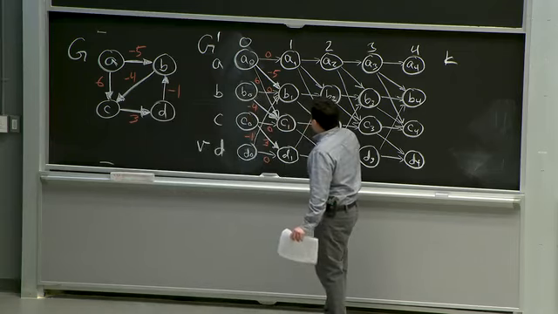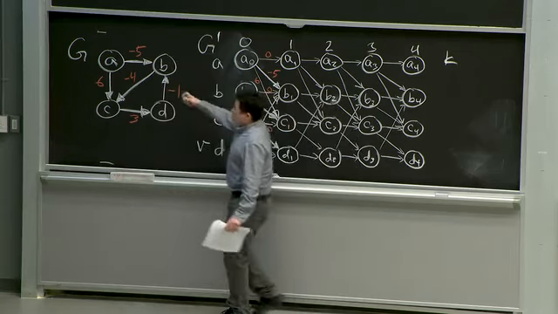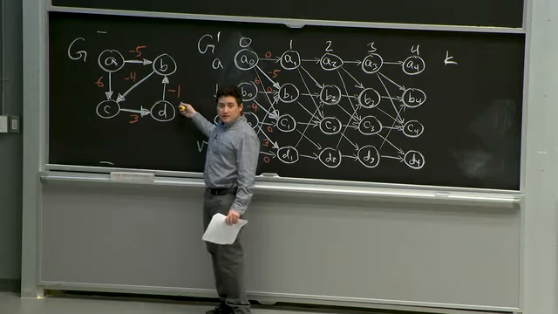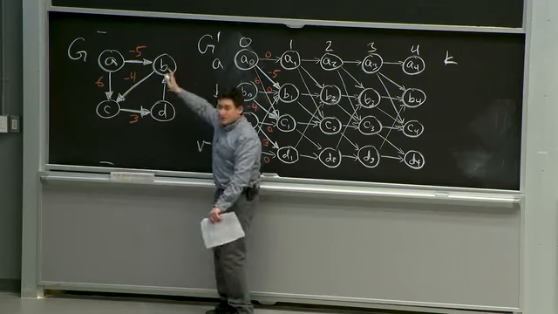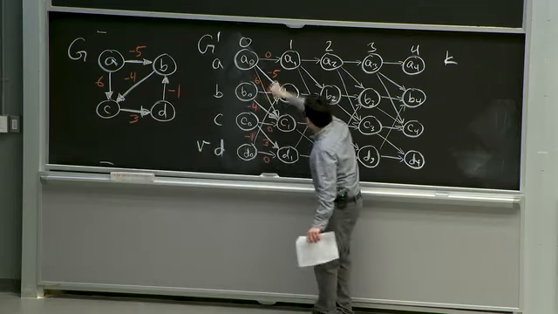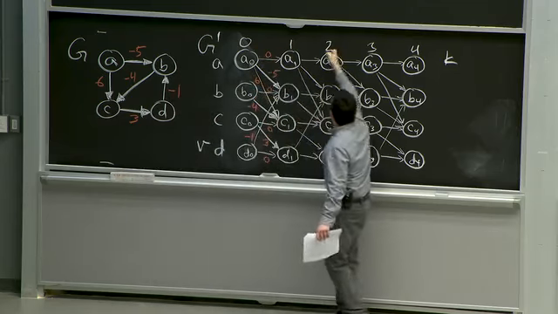So what's my algorithm going to be? I'm going to make V plus 1 copies of this graph, and I'm going to kind of stretch it out, right? Okay, so here I have V 0, 1, 2, 3, 4.